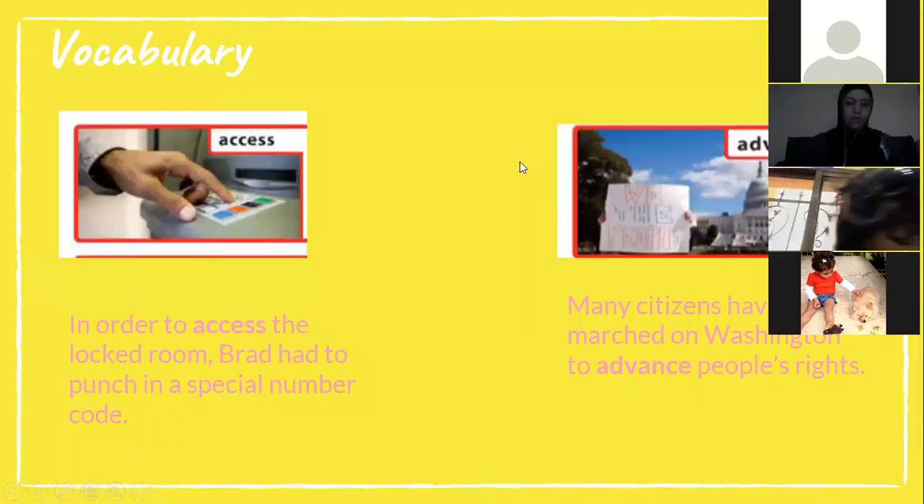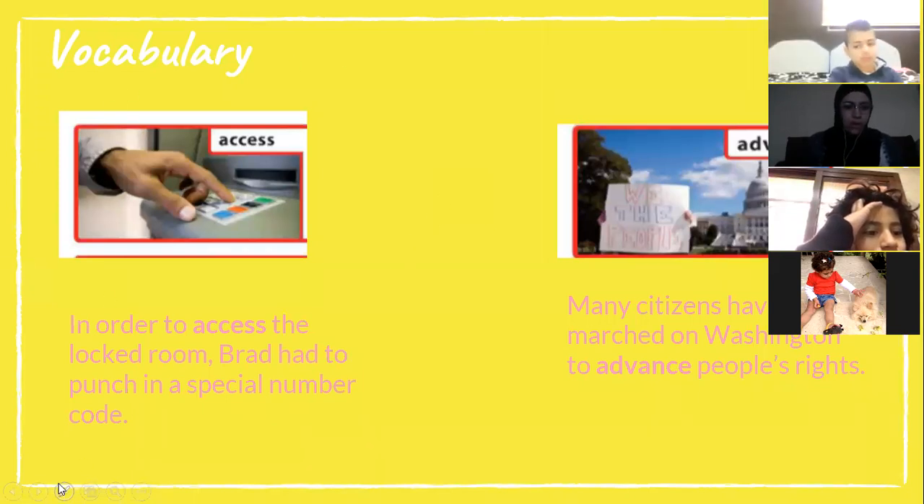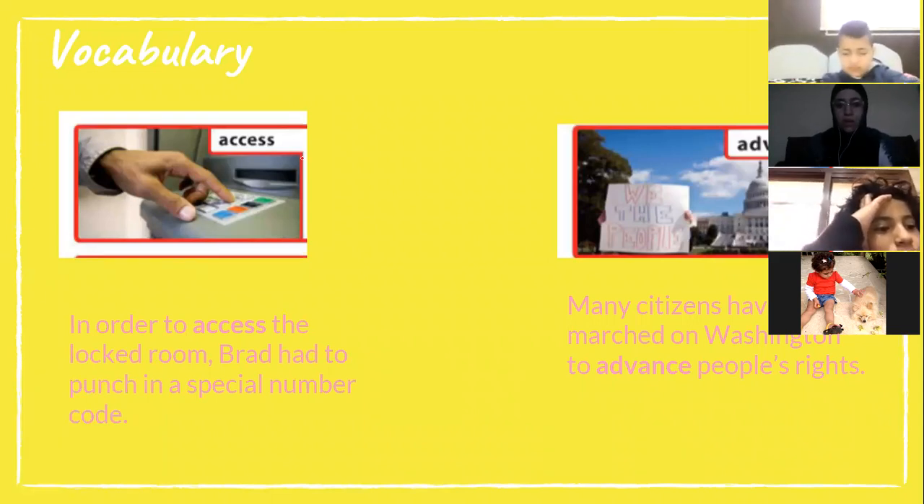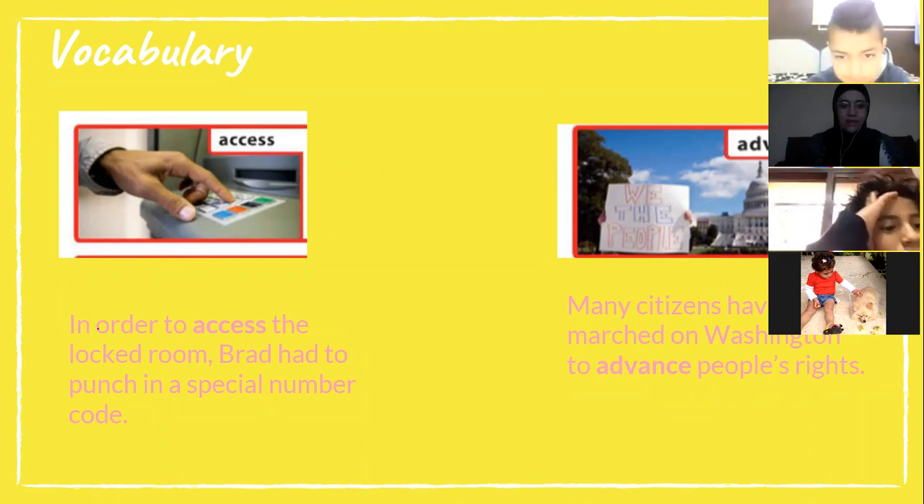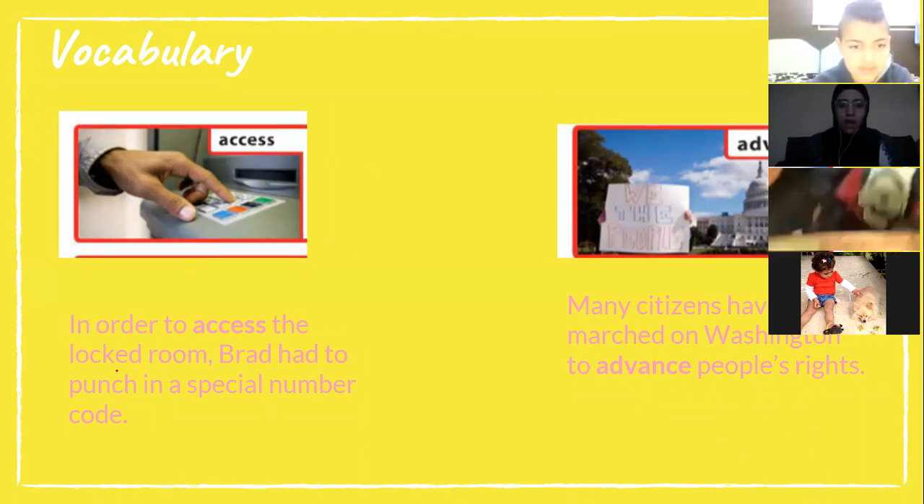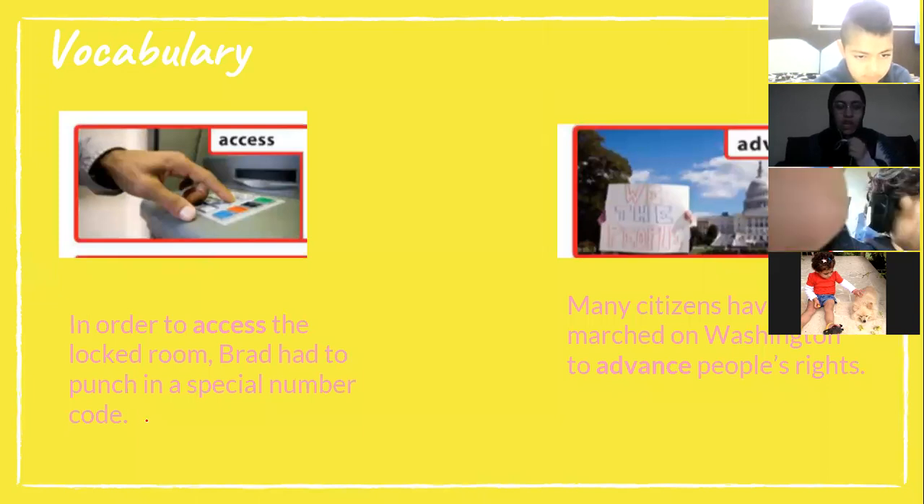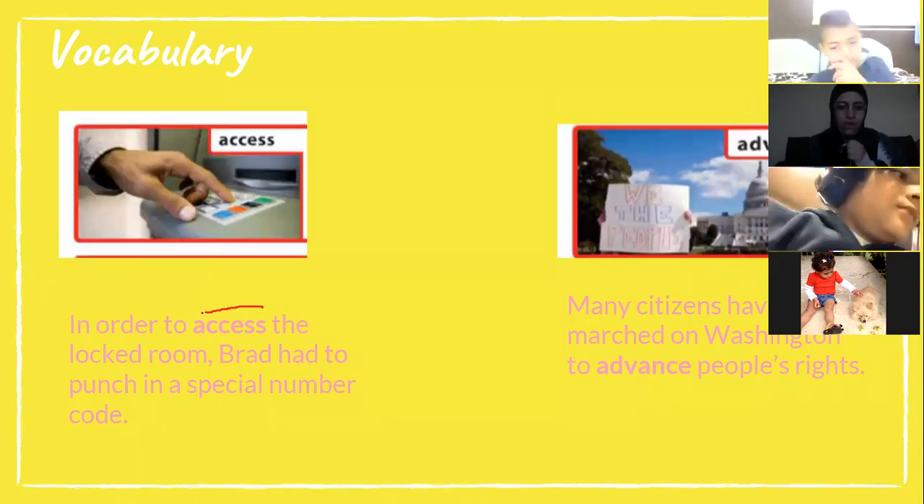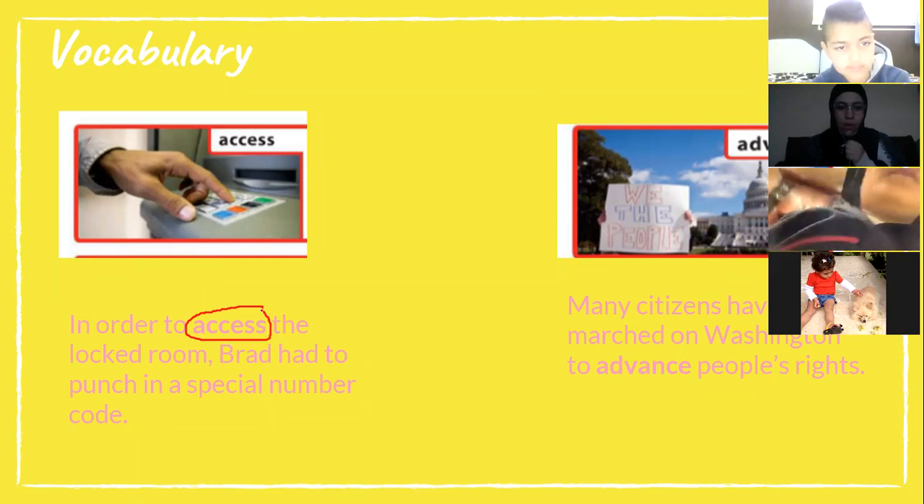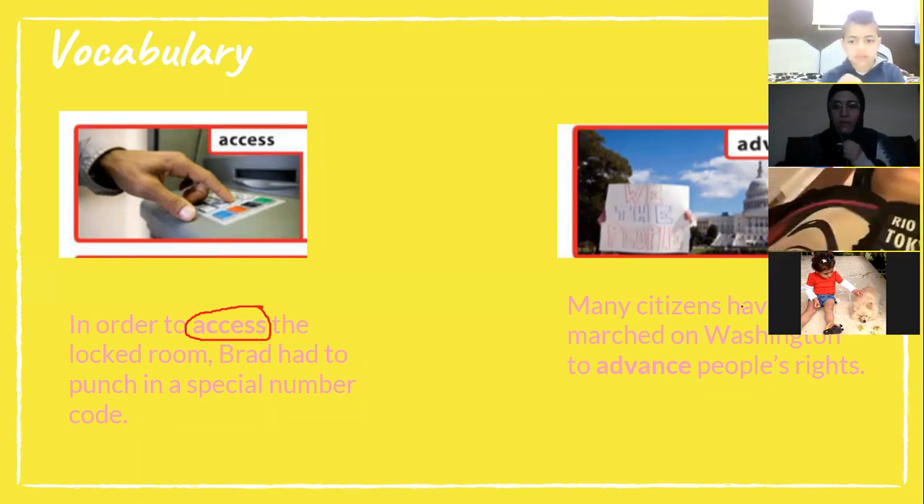Sorry, just guys, because of the time, I am going to read and explain the words for you, just this time. The first word is access. Please, when I read it, repeat after me. Access, access. In order to access the locked room, Brad had to punch in a special number code. So the word is access. Who can tell me what the word access means?